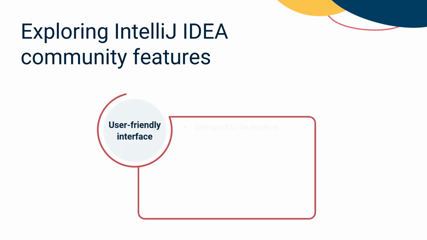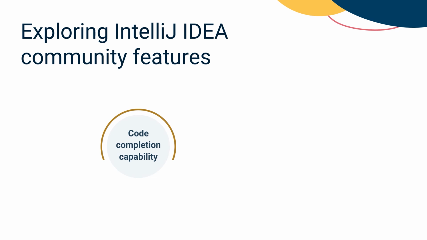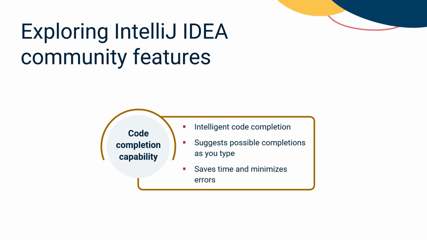IntelliJ IDEA's interface is designed to be intuitive and user-friendly. When you run the IDE, a clean workspace displays with a menu bar at the top, a project tool window on the left, and an editor in the center. The bottom of the screen contains tabs for different tools, such as the terminal and version control. One of IntelliJ IDEA's important features is its intelligent code completion. IntelliJ suggests possible completions for your code as you type, saving you time and minimizing errors.